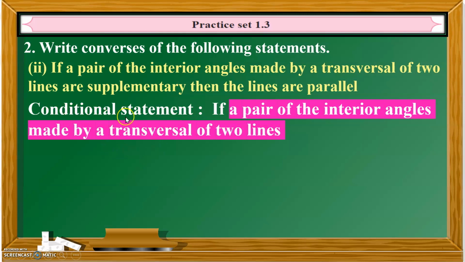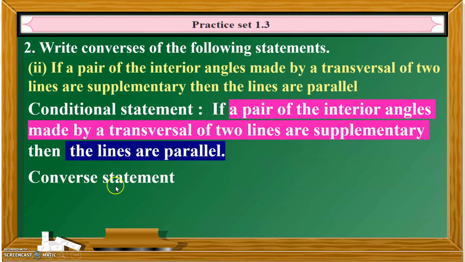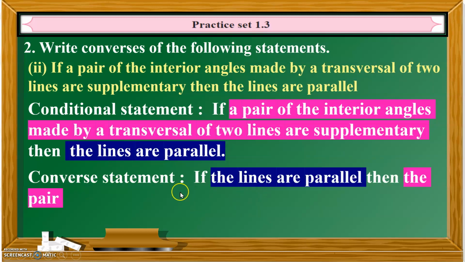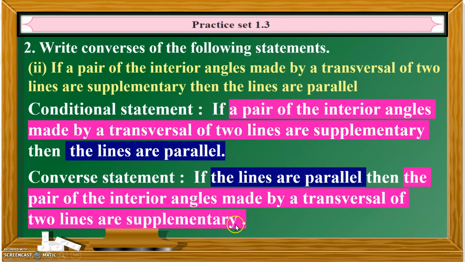Now the conditional statement: if a pair of interior angles made by a transversal of two lines are supplementary, then the lines are parallel. So this is your if part, this is the then part. The pink part is the antecedent and the blue part is the consequent. Now what I have to do, I have to interchange the positions to get the converse. So let's write the converse statement. If the lines are parallel, then the pair of interior angles made by a transversal of two lines are supplementary.